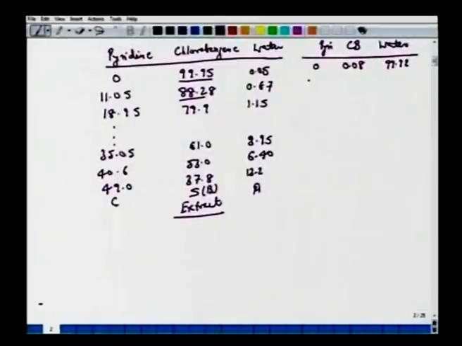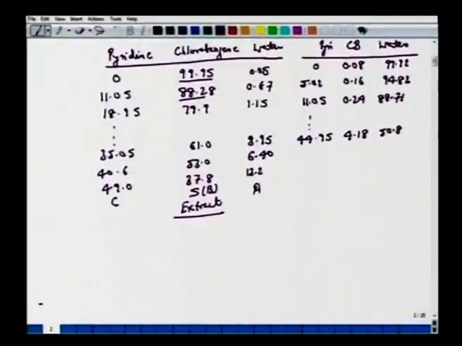0.08, 99.92, 5.02, 0.16, 94.82, 11.05, 0.24, 88.71. Let's skip some of the data here. 44.95, 4.18, 50.87. Then we have 53.2, 8.90, 37.9, and we have 49.0, 37.8, and 13.2. Now before we plot, let's inspect here.